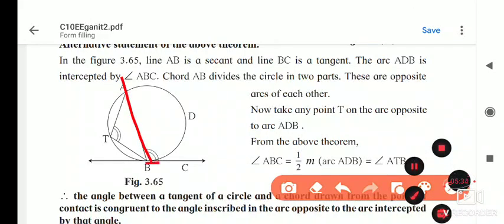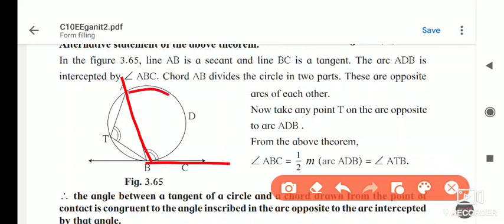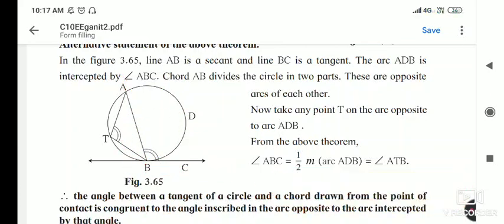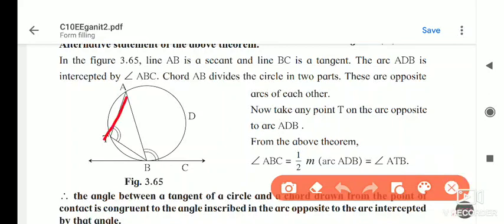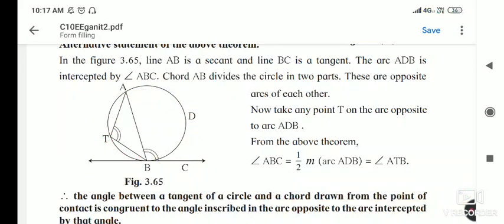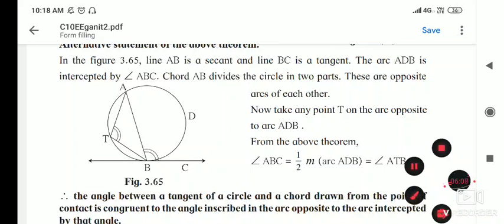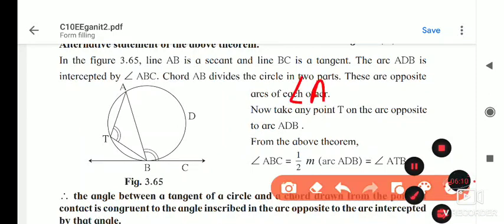Okay, from the above statement, angle ABC is half of arc ADB. Okay, half of arc ADB. And this is from the above theorem we had seen. Now if we see this angle ABC, then it is half of the arc ADC, and the same for angle ATD. If we are taking this angle, the center of the circle is in the interior of the circle, and so it also intercepts ADB.